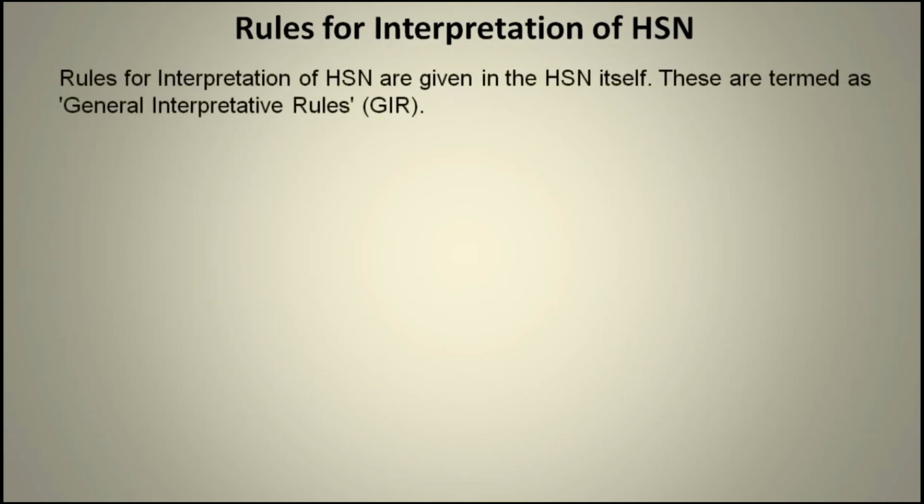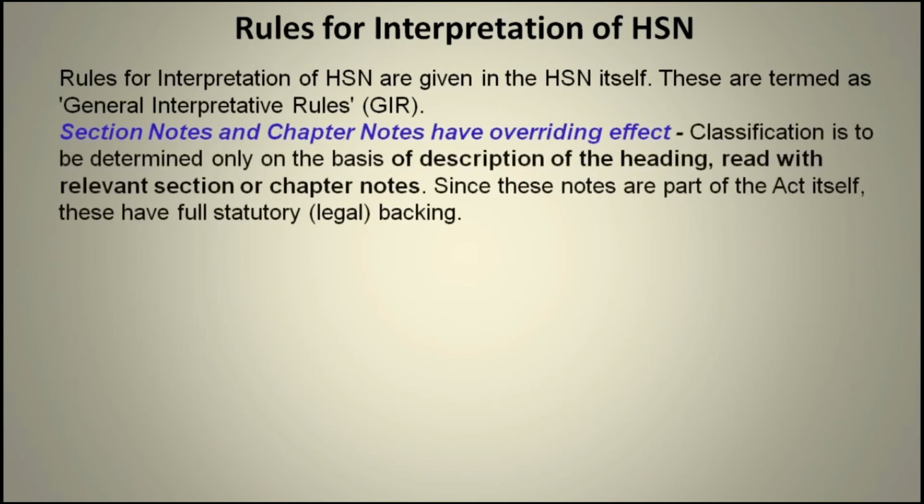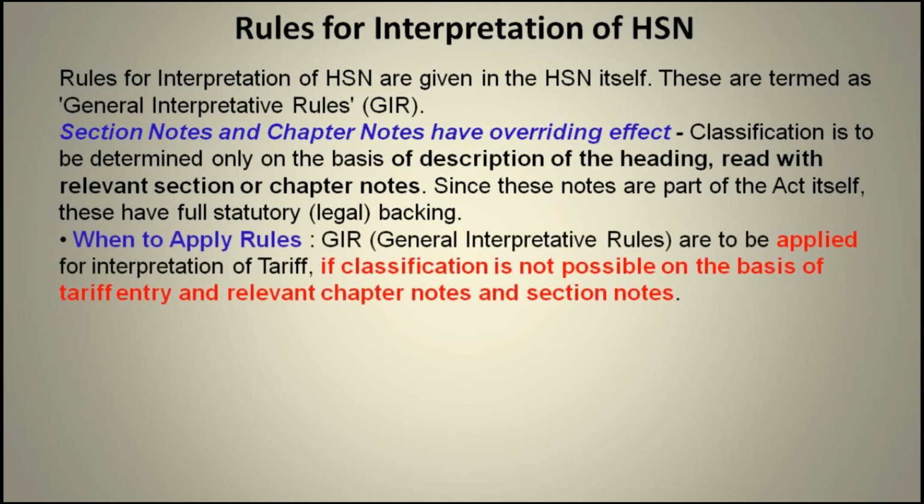Rules for interpretation of HSN are given in the HSN itself. These are termed as general interpretive rules. Section notes and chapter notes have overriding effect. Classification is to be determined only on the basis of the description of the heading read with relevant section or chapter notes. Since these notes are part of the Act itself, they have full statutory, that is legal, backing. When to apply rules? General interpretive rules are to be applied for interpretation of the tariff if classification is not possible on the basis of tariff entry and relevant chapter notes and section notes.